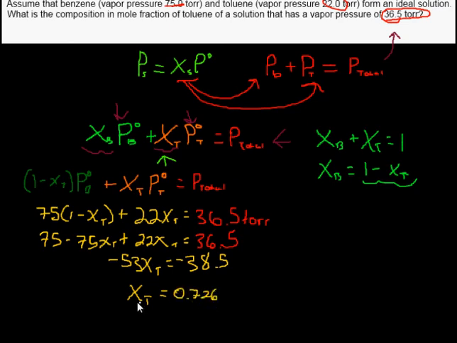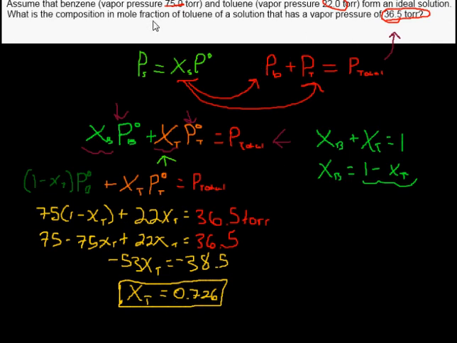0.726. Which is pretty darn big. It's really hard to tell which one's being dissolved in which, I should say. It's basically whichever one's in the greater amount. So from what it looks like, toluene is the solvent, and this is the solute. Okay? But yeah, that's what our answer is.